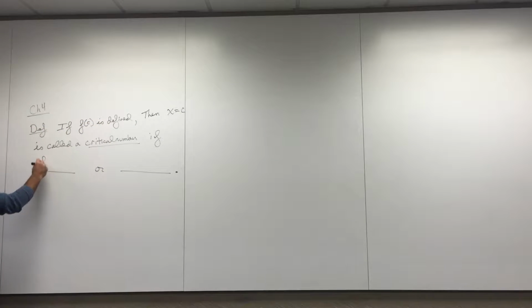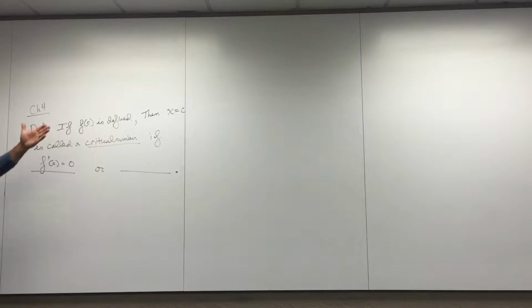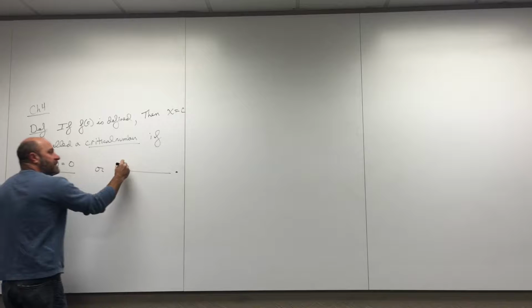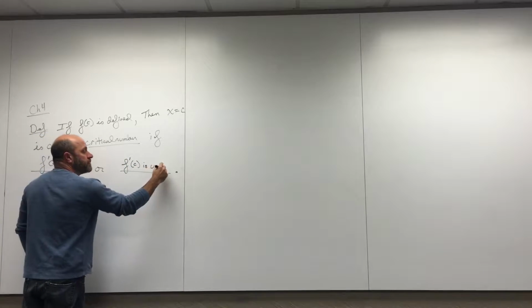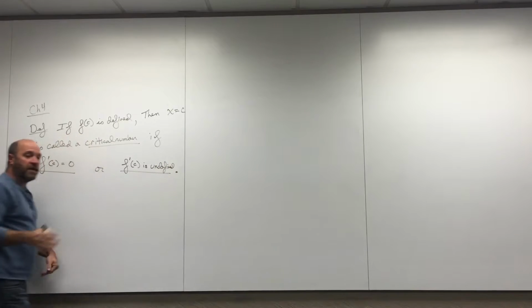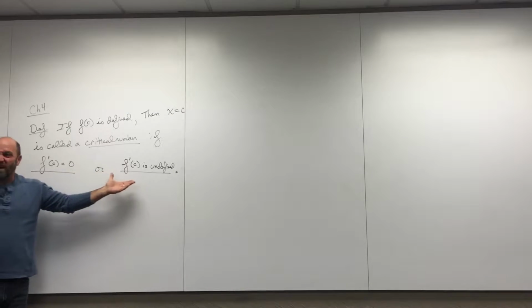Now, how do I write that? f prime of c equals 0. So in other words, we're talking about this point x equals c being a critical number. It's some x value, but if it makes the derivative 0, that's what makes it a critical number. Or if it makes the derivative undefined. And again, from chapter 3, we were hitting these ideas. These were places of horizontal tangent lines. These were places of non-differentiability, right?